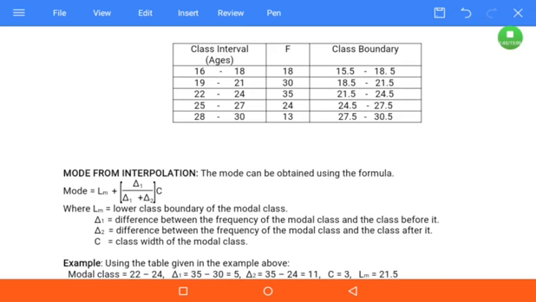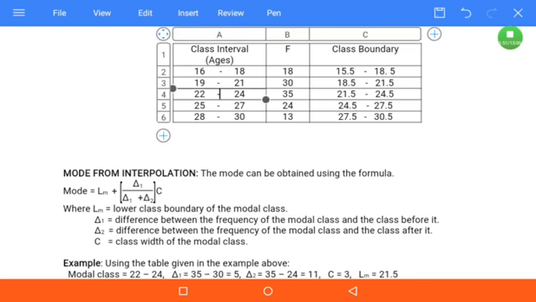Now, the mode itself is the value with the highest frequency. So you can say the modal class is what? 22 to 24. Why? Because the highest frequency is 35. Now the class having that highest frequency is class 22 to 24. You might be asked to state the modal class. When I ask you to state any class, your answer should be given in terms of class interval. That is what? 22 to 24.